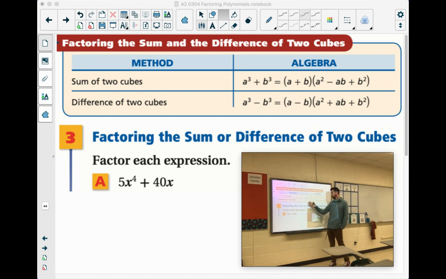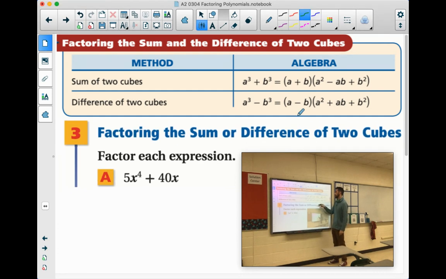When you have the difference of two cubes, a to the third minus b to the third, the only difference is those pluses and minuses get flip-flopped. So here you have a minus, and here you have a plus, whereas the first one, there you had a plus, there you had a minus.